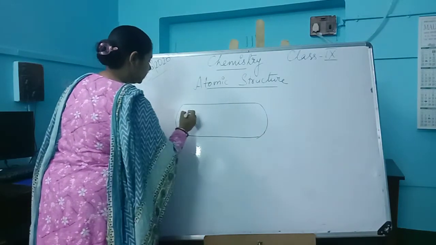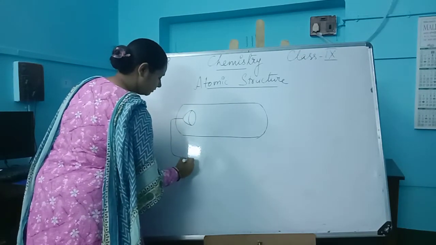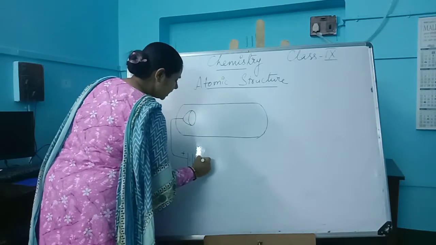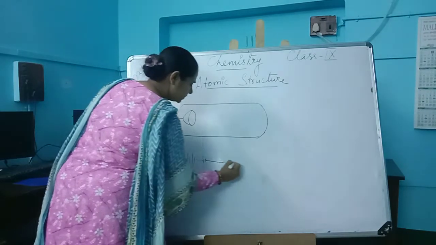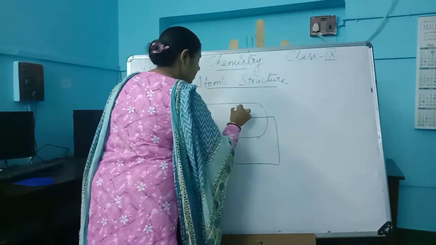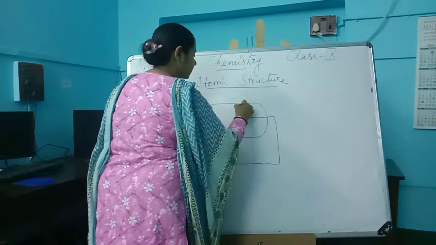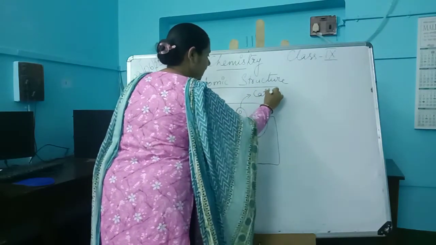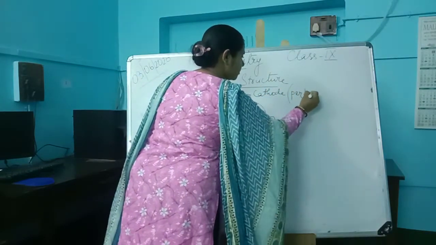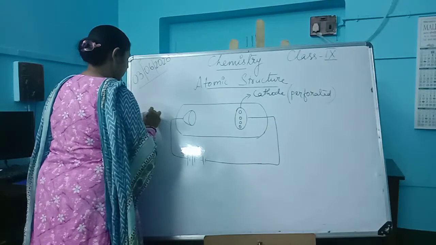They have taken this as the anode, that is, the positive terminal, and we have this as the cathode, but the cathode is made in a different manner. We call it a perforated cathode. Remember the word perforated. Now why is it called perforated? I am telling it to you.